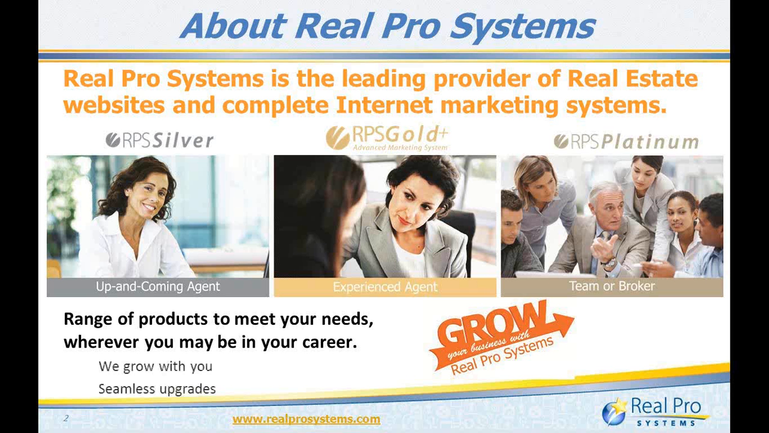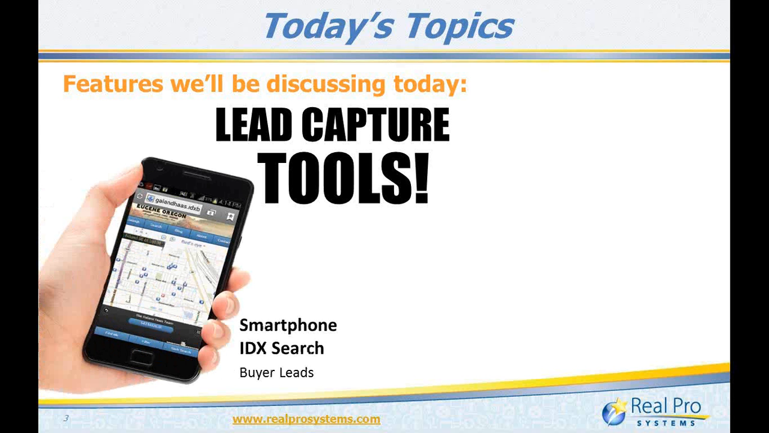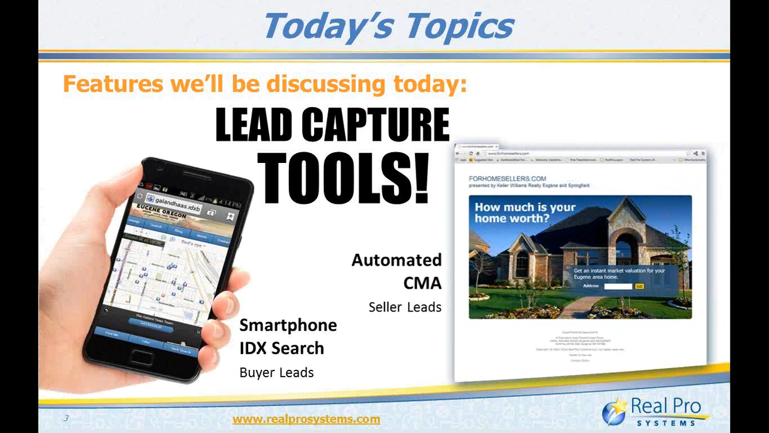So today we'll be talking about two proven and really powerful lead capture tools that are part of the RPS Gold Plus system, as well as the Platinum system, but for today we are going to be focusing on the Gold Plus system. Those tools are the Smartphone IDX or MLS search tool, which is a buyer lead capture feature, and an Automated CMA or comparative market analysis, which is a tool for capturing sellers.